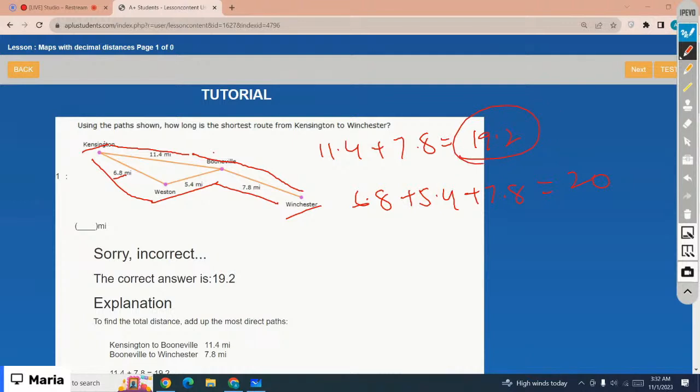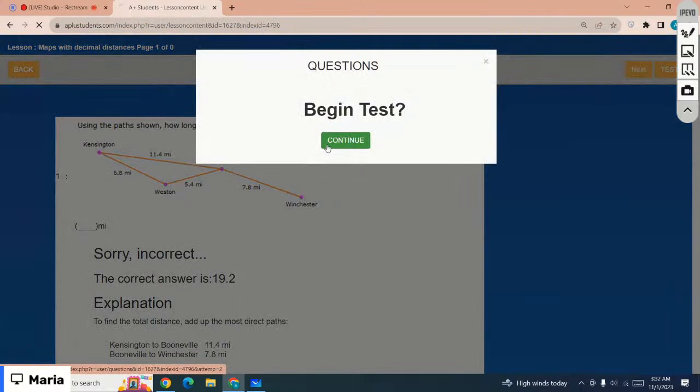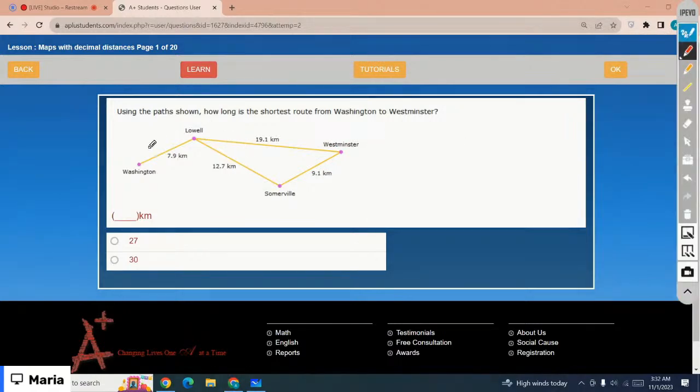Got it? Let's just start with the test questions. Basically, you have to add these decimals and see which is the correct option. Got it? Okay. Using the path shown, how long is the shortest route from Washington to Westminster? So here is Washington and here is Westminster. So you can follow two routes. You go here and then here, right? Either you go like this, then here and then here. So you need to see which is the shortest route, right?